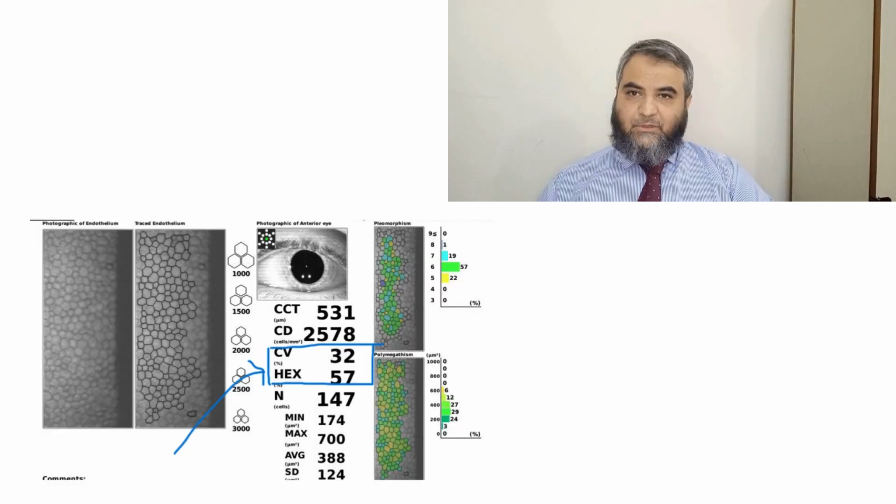The other eye of the patient, here also you can see the cell density 2578, and coefficient of variation is 32, more than 30%, but it's okay. And hexagonal cells are almost 60%, I mean 57. So this is also considered a healthy cornea.